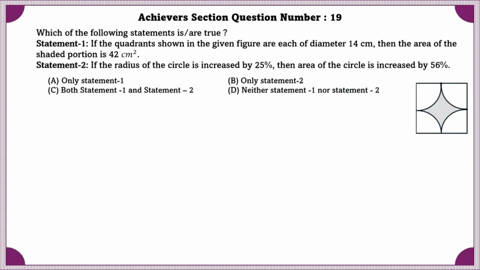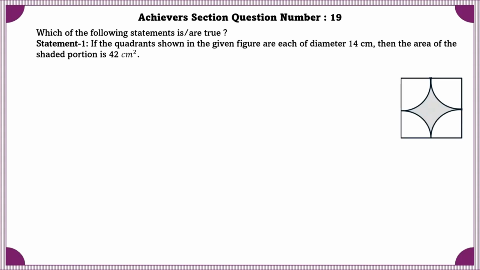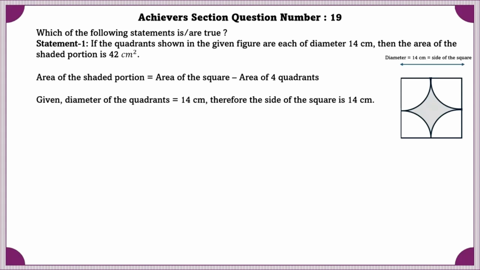Achiever section question number 19. Which of the following statement is or are true? Statement 1. If the quadrants shown in the given figure are each of diameter 14 cm, then the area of the shaded portion is 42 cm square. Area of the shaded portion is equal to area of the square minus area of the four quadrants. Given diameter of one of the quadrant is equal to 14 centimeters. Therefore, side of the square is 14 centimeters.